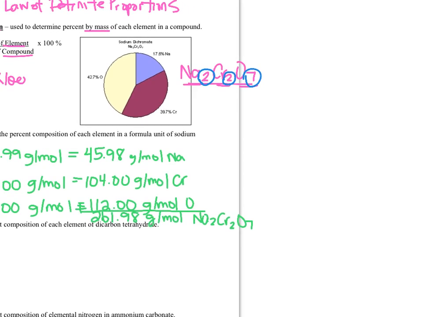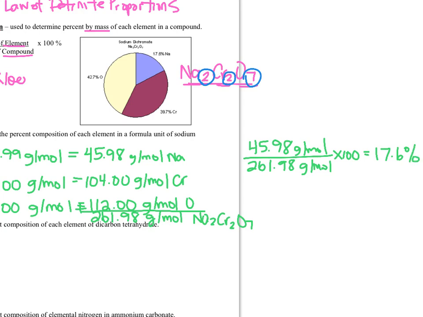So you're going to find the percent of each one. To find the percent of sodium, you're going to do 45.98 grams per mole divided by 261.98 grams per mole. And then we multiply it by 100 to make it a nicer number. So 45.98 divided by 261.98 times 100. And I'm just going to give it one decimal place. We don't really hit sig figs real hard on this, so don't really worry as much about your sig figs. So 17.6%. If we go back up here to the chart, oh look, that's what we got, okay?